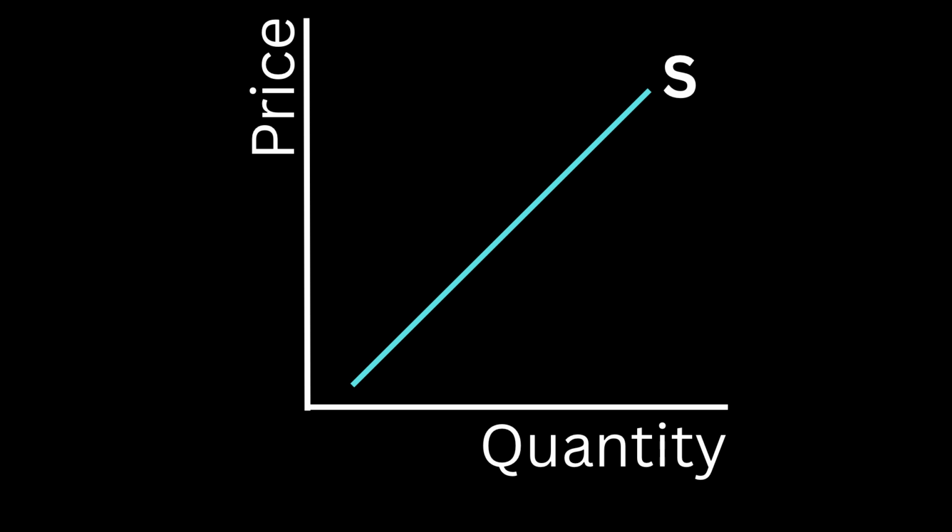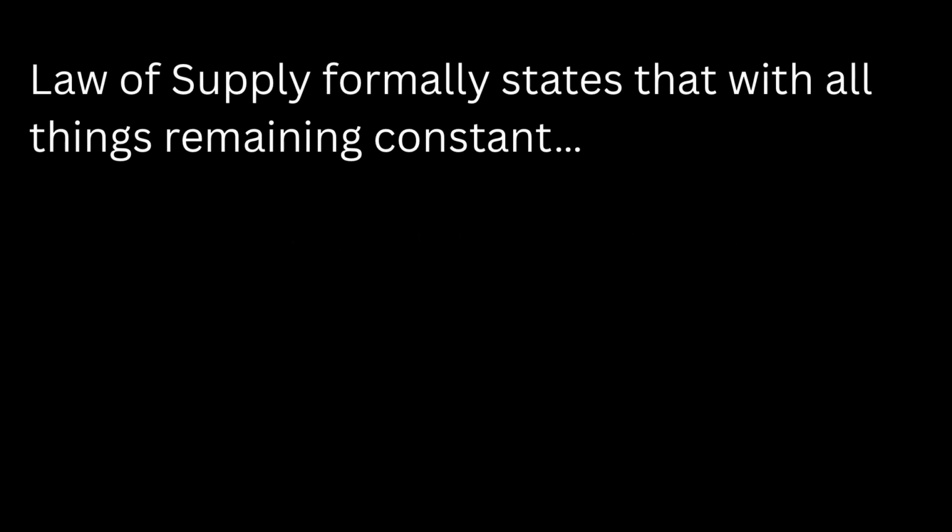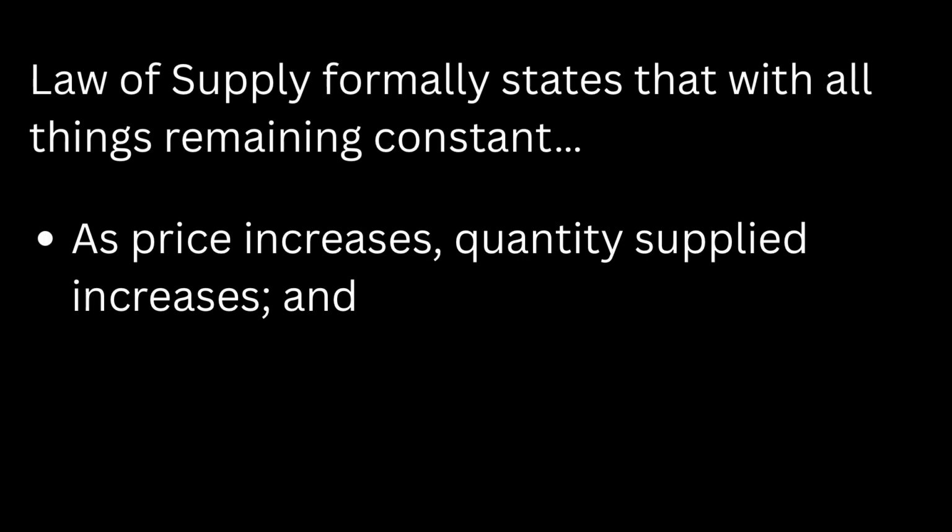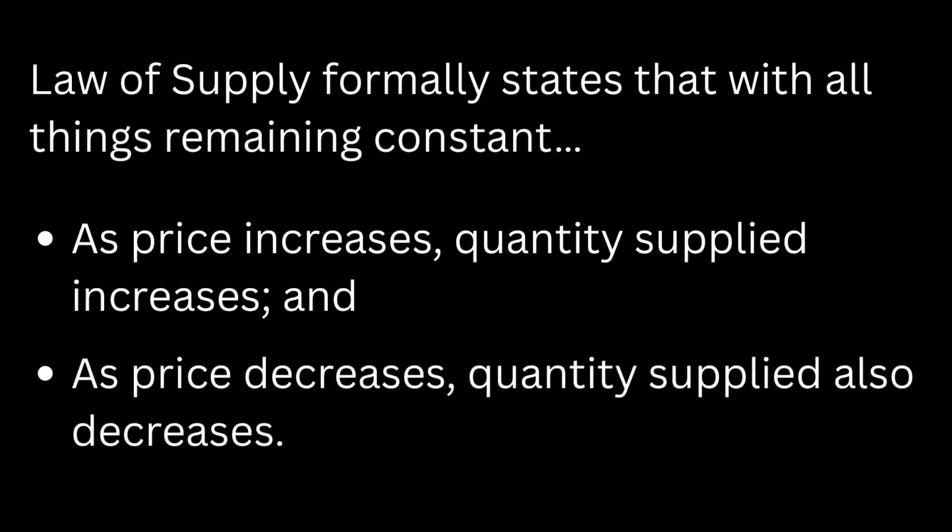This is formally shown with the law of supply, which states that with all things remaining constant, as prices increase, the quantity supplied increases, and as price decreases, the quantity supplied also decreases. This shows a direct relationship between price and quantity supplied.